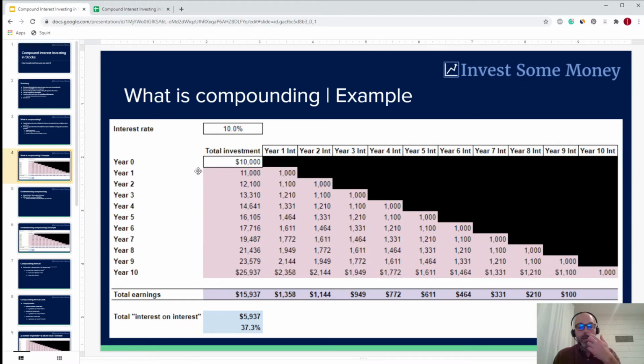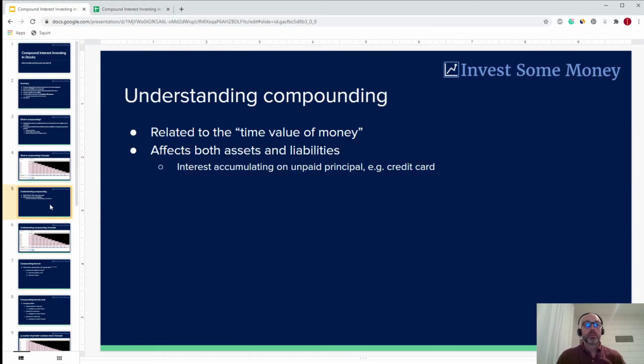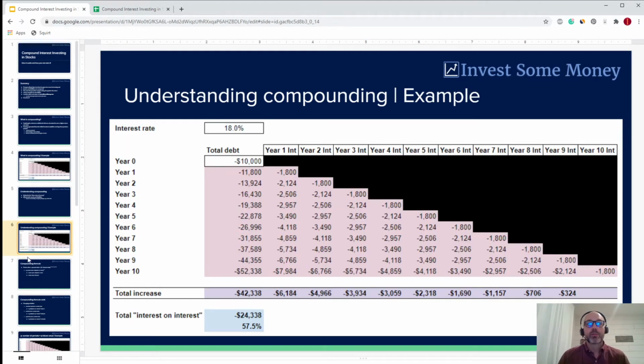Okay? Because I can't invest it and make that return I would otherwise make. And another thing to understand about compounding is that it affects both assets and liabilities. A perfect example of that is a credit card. We've got an example for that too.